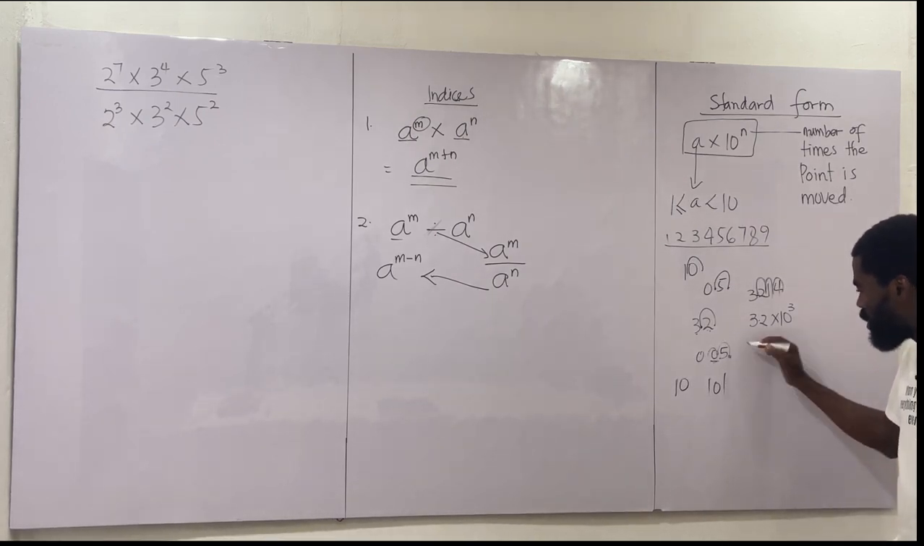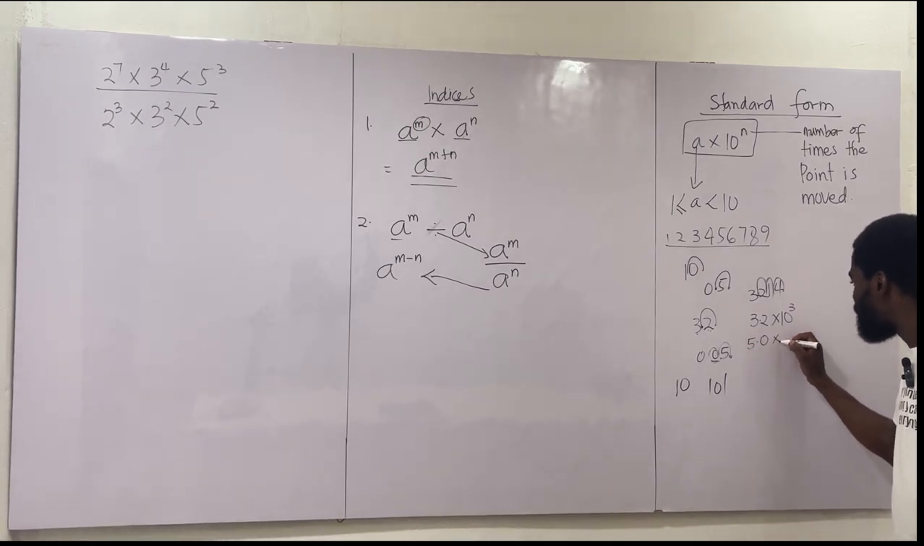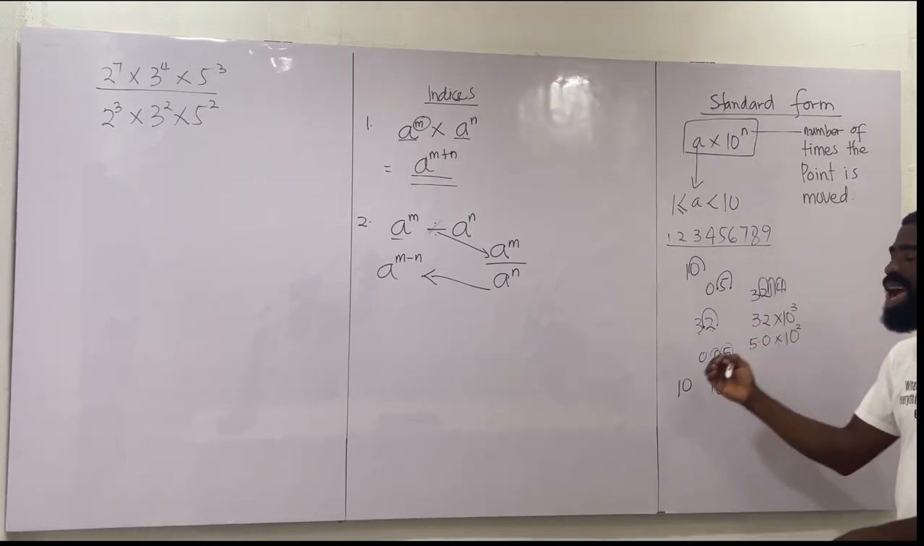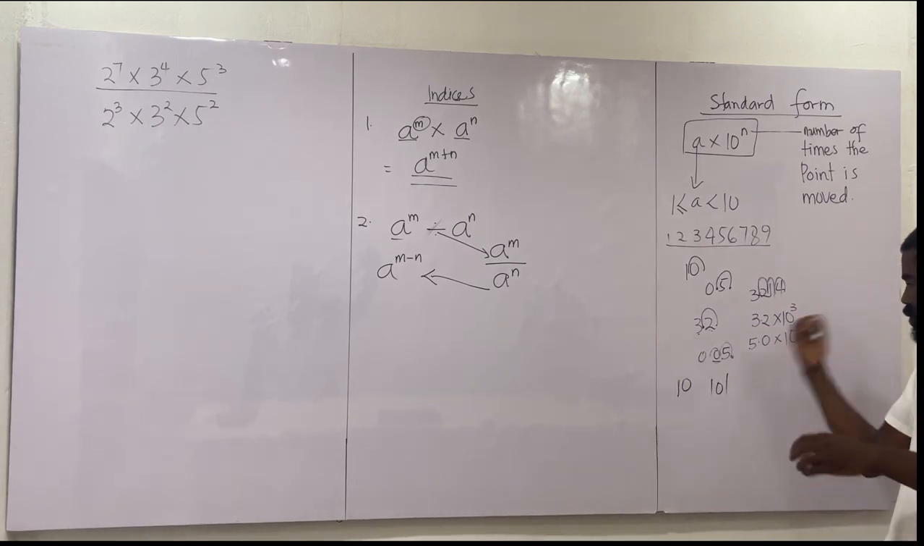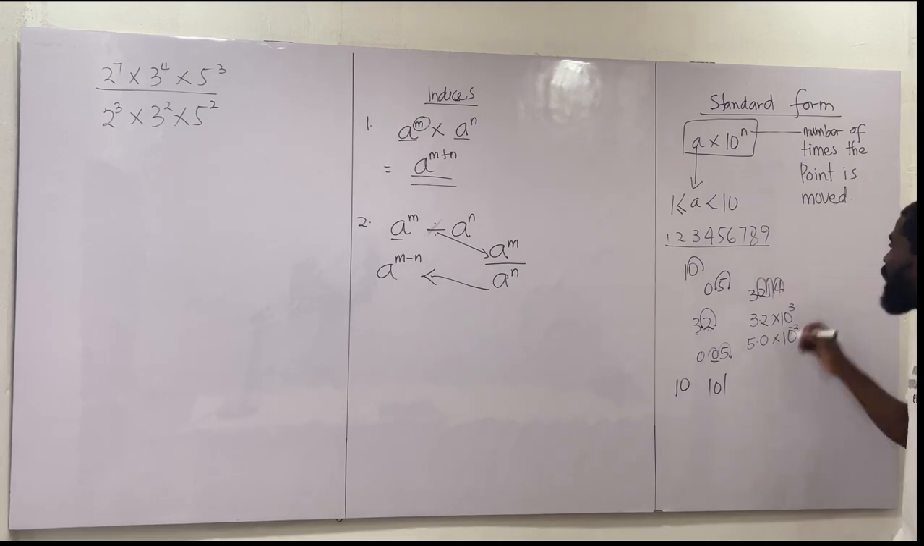That means the point is not here. So I'll have 5.0 times 10 to the power. How many times did I move? 2 times. But what direction did I move? I'm moving to the right. Hence, I get negative. So this is how it's going to be.